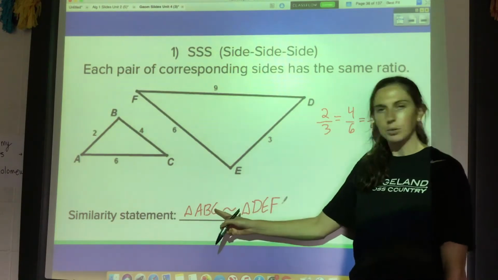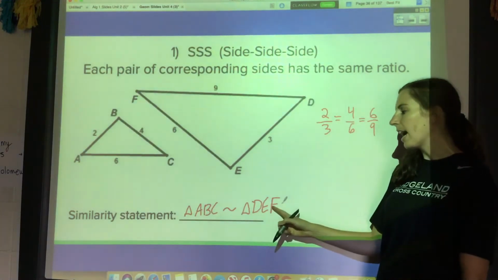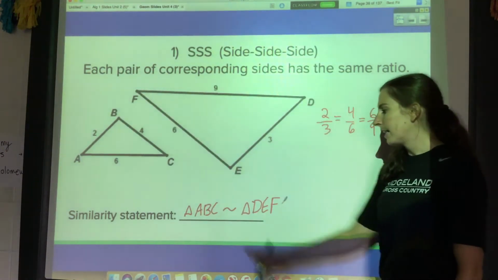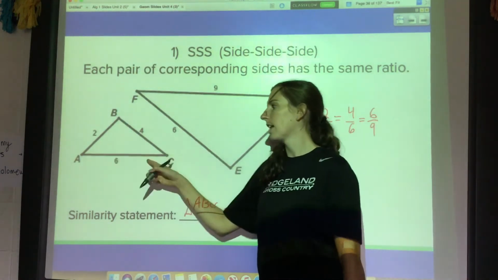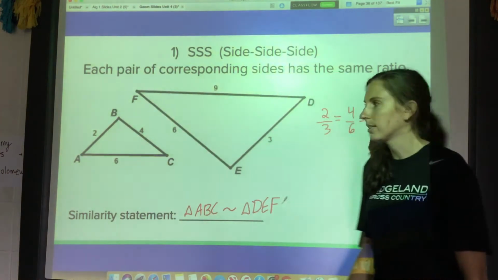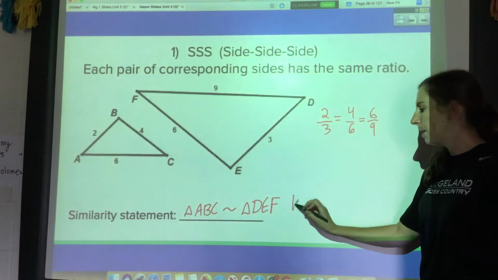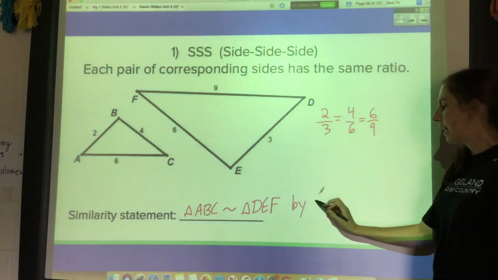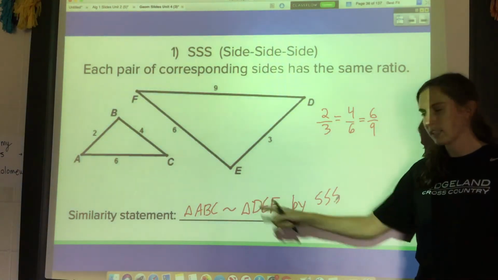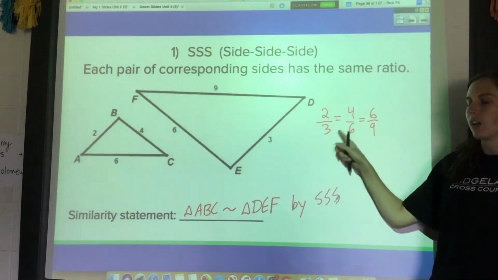Like BC was the medium side here, and so make sure that EF is this one's medium side, EF. And AC was the long side, and so DF should be this one's long side, which makes sense. So they're similar, and I proved that by the side property. If you ever need justification for why this is true, it's because of side. I proved that all of the sides were proportional.